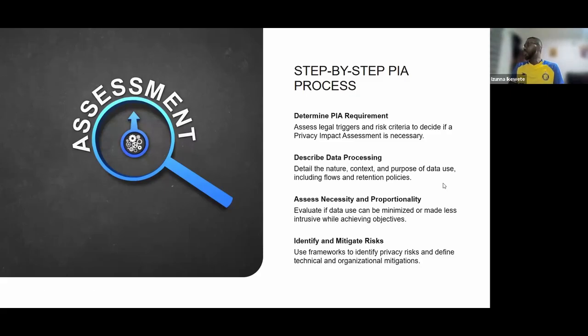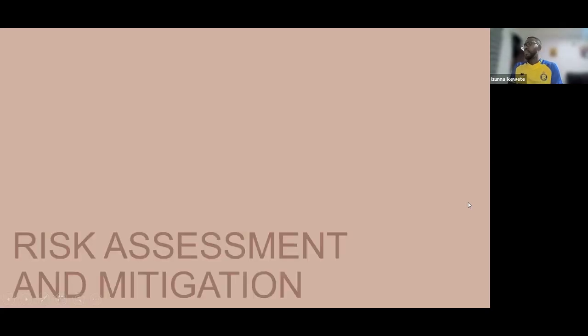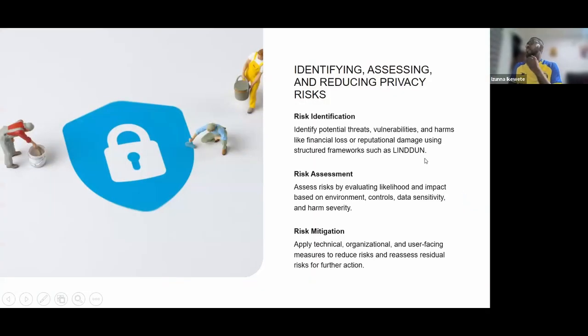So we would look at how we identify, assess, and reduce privacy risk. How do we do this? There are a lot of ways we can begin to understand this. We have the risk identification: identify potential risks, vulnerabilities, harms. When we process this information, what kind of risks? You need to be open-minded. You need to see just beyond what is on the table.